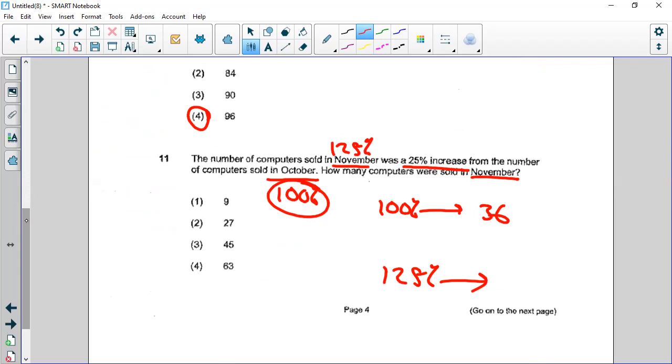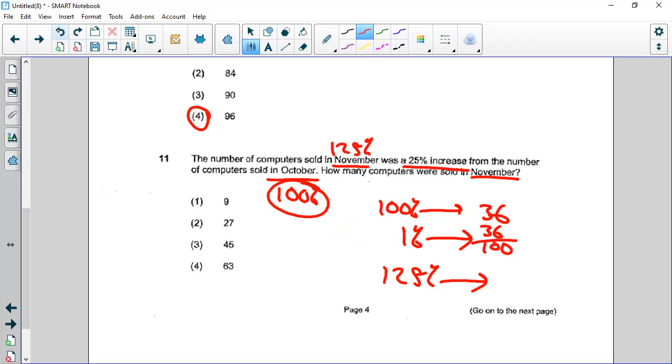Then the next step is to jump. Do faster. So divide by what? Divide by 4. Now, if you have difficulty jumping and you don't know how to jump, then what do you do? Then you find 1%. You can still do that. And what is 1%? 1% is 36 over 100.